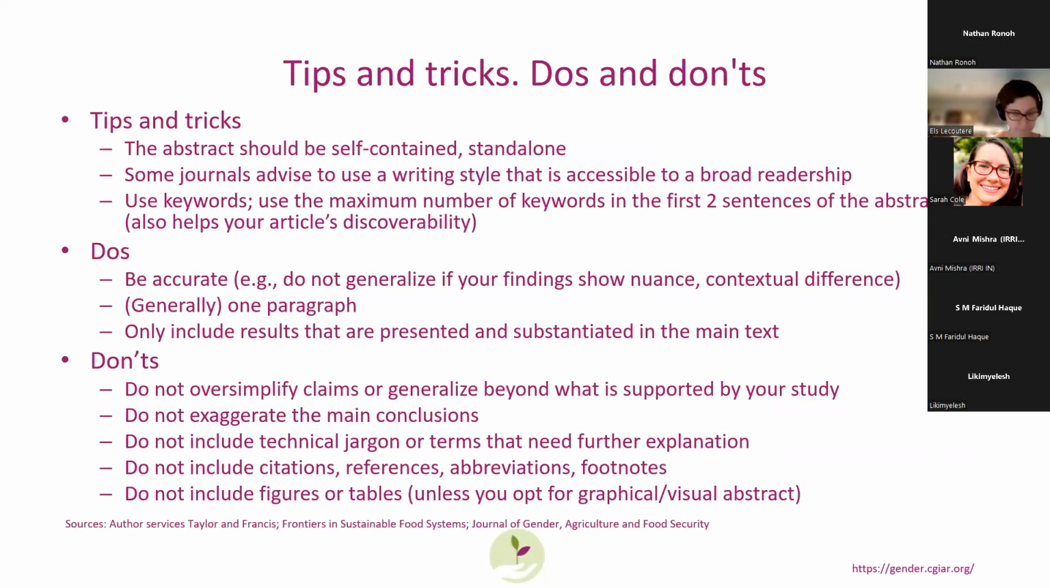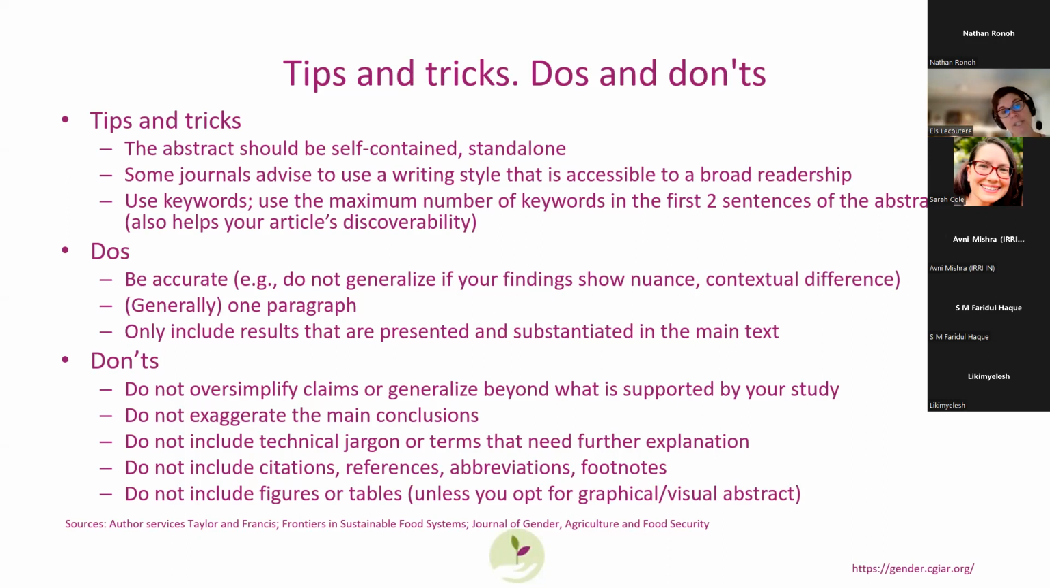Then some general tips and tricks and do's and don'ts. So I scanned a lot of the author guidelines, and these are some of the recurring tips and tricks from those guidelines. So first of all, an abstract should be self-contained. It's a standalone piece. A professor once told me, your abstract is actually a mini study. It should have all the elements that you have in your study: an introduction, your methods, your results, your conclusion.